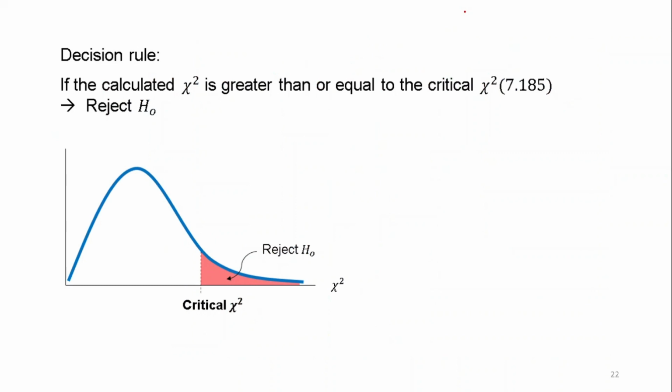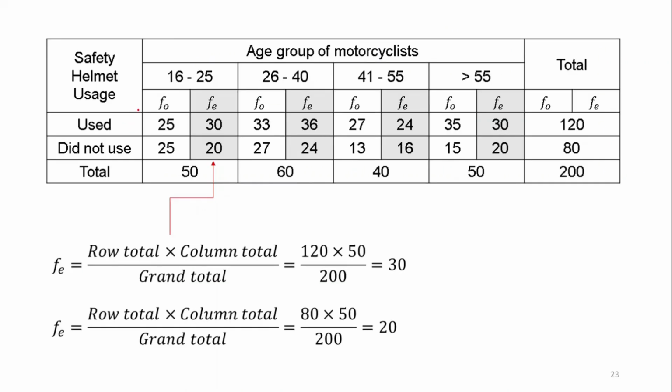Okay, so then the decision rule: if the calculated chi-square is greater than or equal to the critical value, it means that you need to reject. First, for expected value, you need to calculate one by one. It's different from the goodness of fit test. From this side you need to do one by one, and the formula is row total times column total divided by grand total.